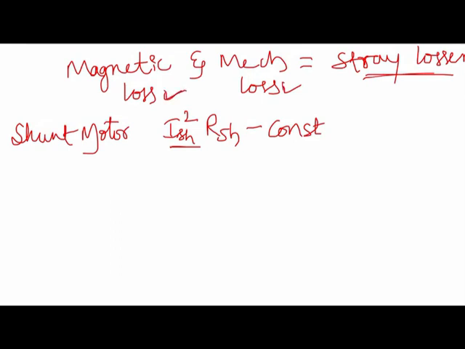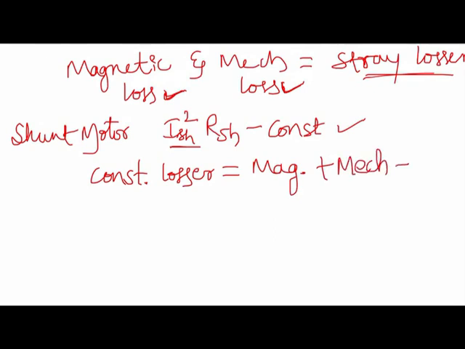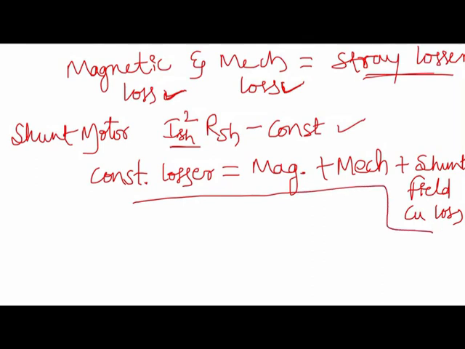Magnetic losses, mechanical losses, and the shunt field copper loss put together are called the constant losses in a DC machine. Constant losses involve the magnetic losses plus the mechanical losses plus the shunt field copper loss. All three are constant for the DC shunt motor.